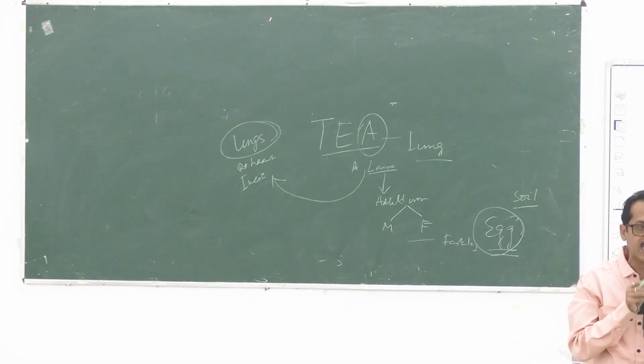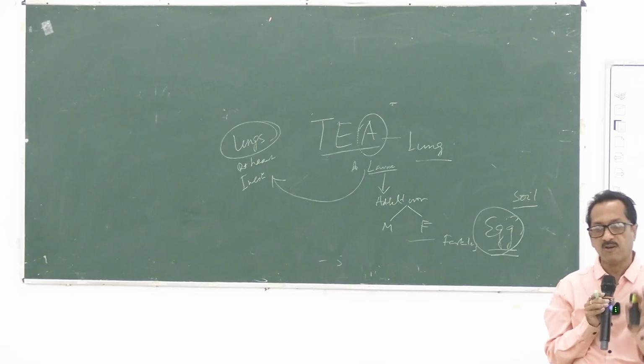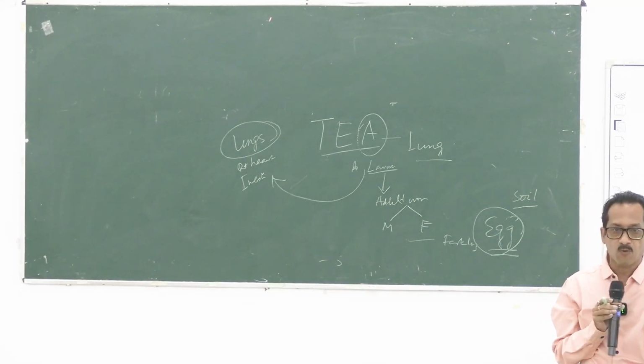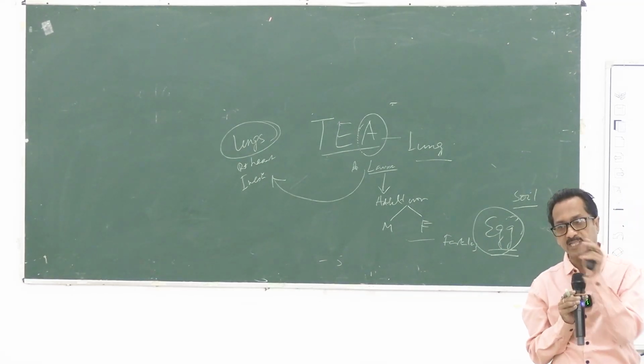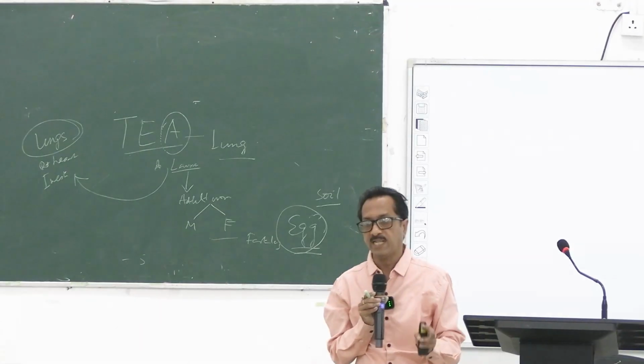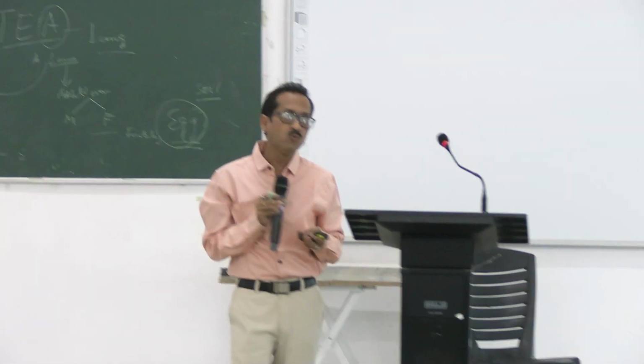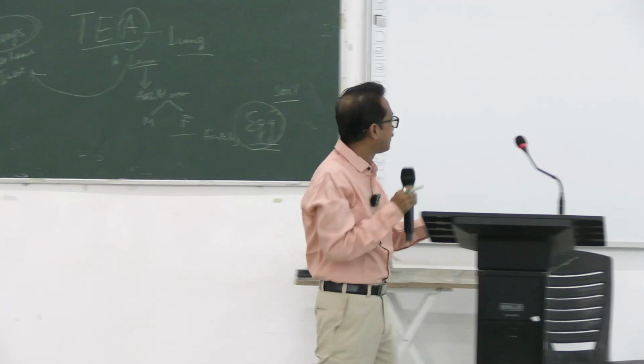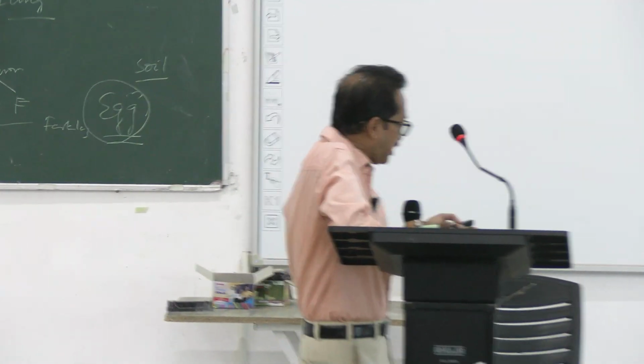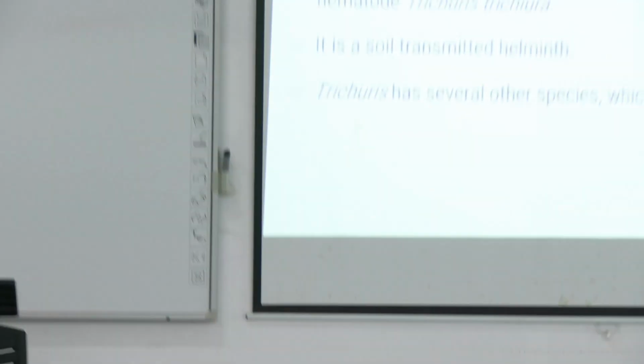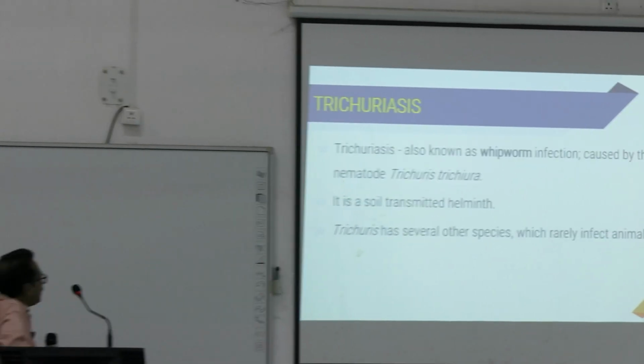This is usually asked in Viva. How many moltings occur in Ascaris? There are 4 moltings: 1 molting in the soil, 1 molting in the intestine, and 2 moltings in the lungs. So Trichuris, let's start individually, also known as whipworm.